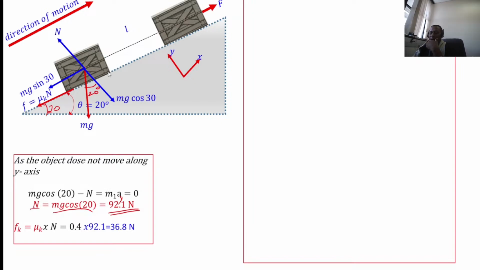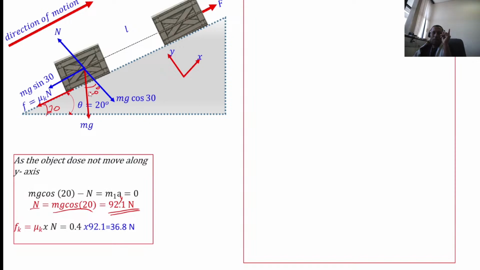Two. Force of friction. The definition of the frictional force Fk is mu k times N. I've just done my N, good. Therefore, I'm going to know the frictional force Fk is mu k times N. I've got that one. I know it's 36.8 Newton. I'll use it soon.